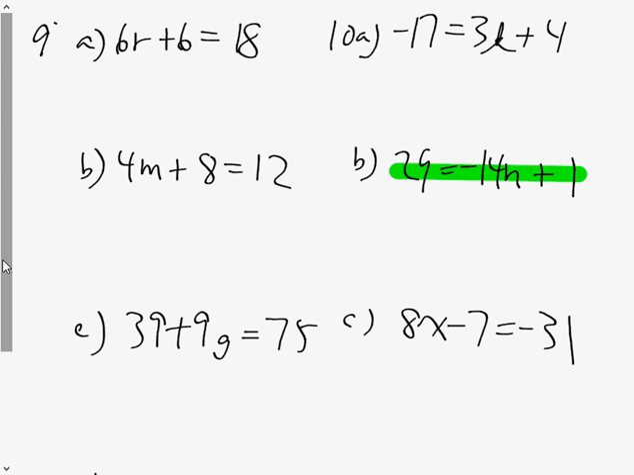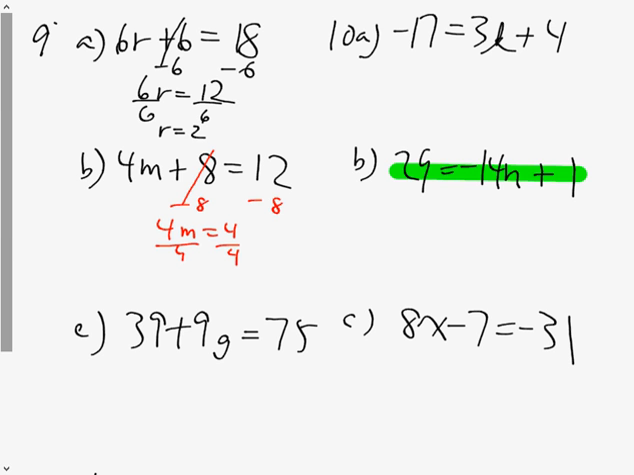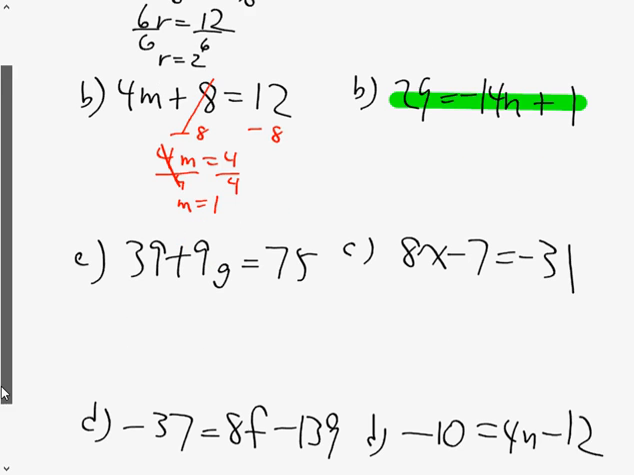So the first thing I'm going to do is subtract 6 from both sides to get rid of my constant. I get 6r equals 12, because 18 combined with negative 6 is 12. Divide both sides by 6, and r equals 2. Is that a grade 7 or 8 question? It's grade 7 because there's no division or multiplication of negative numbers. In the next question, subtract 8 from both sides, get rid of your constant. 4m equals 4. Divide both sides by 4, and m equals 1. Again, a grade 7 question.